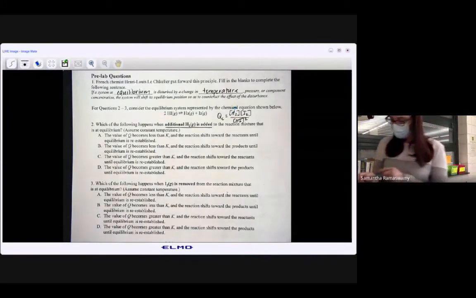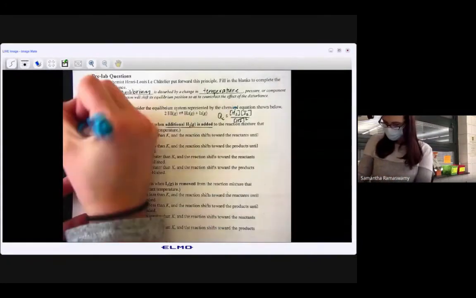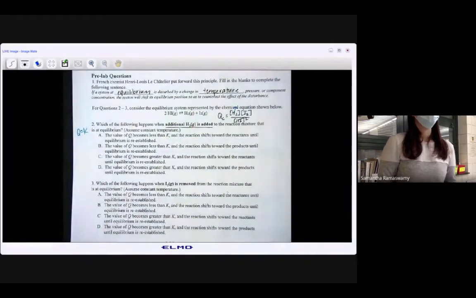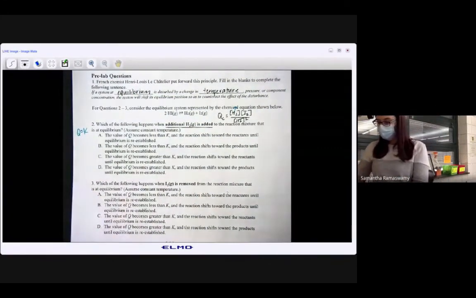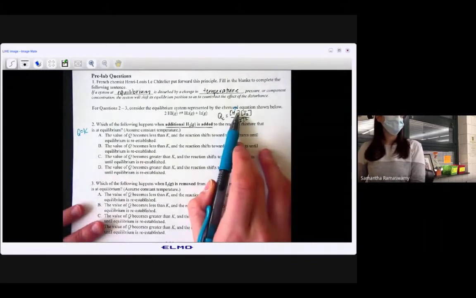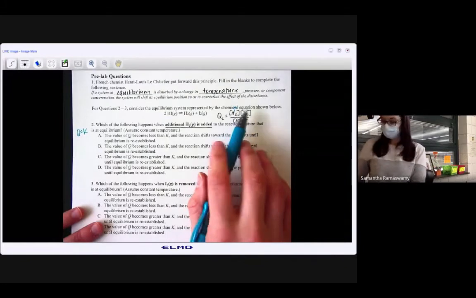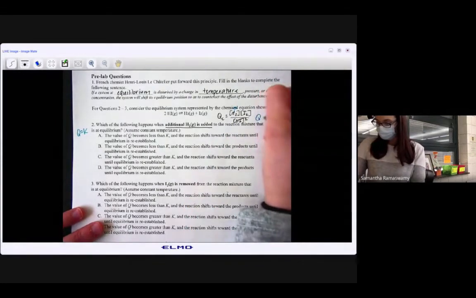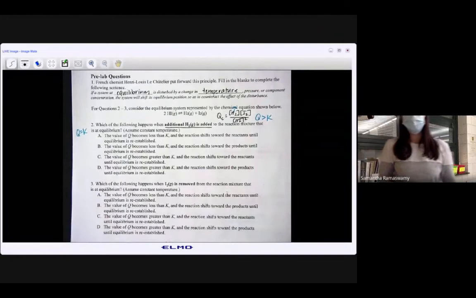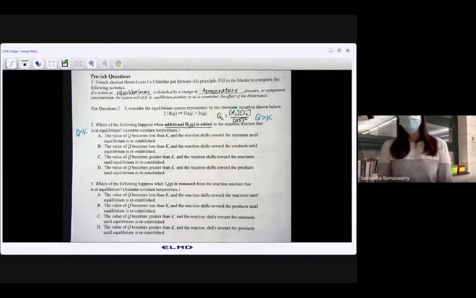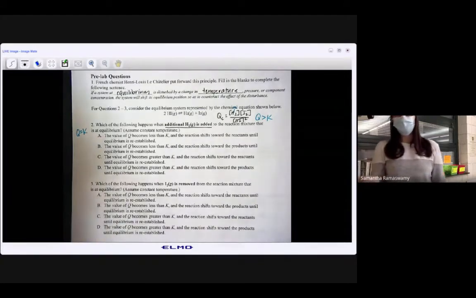Remember, before this was at equilibrium, which meant Q equaled K. If we're adding more H2, now we're not at equilibrium anymore. We're adding more to the top, so we're increasing the value of Q. By adding more H2, you're adding more to the products. That's increasing your value of Q because Q is products over reactants.